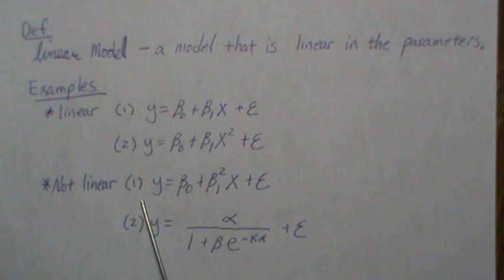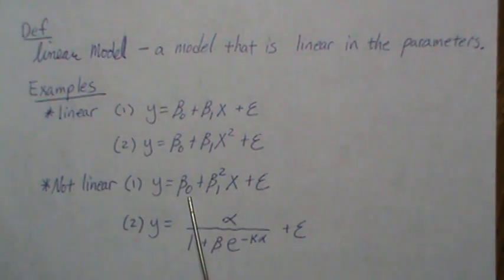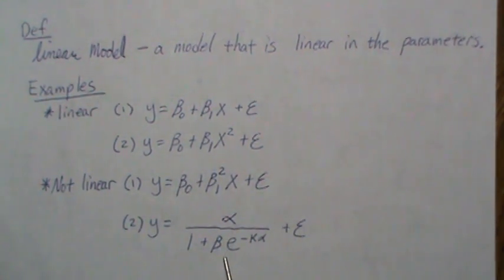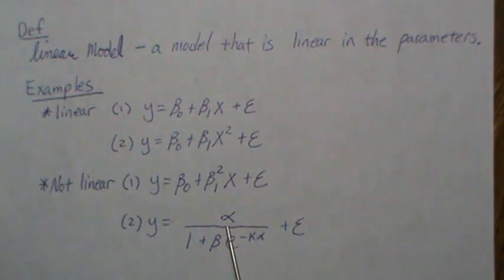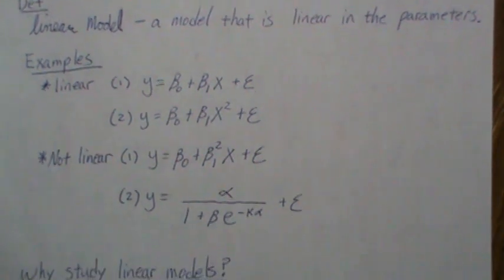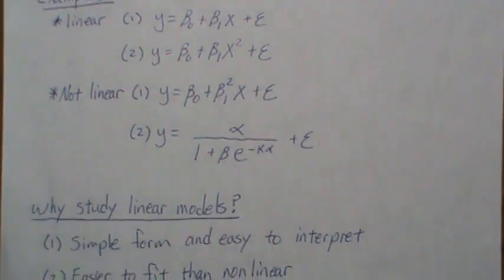So here are two models that are not linear. Beta 1 plus beta 1 squared x, where this is a second order term, so it's not a linear model. And then here, of course, this is not a linear model because it's not written as the sum of things. So why study linear models?